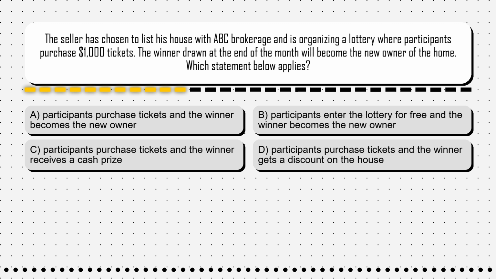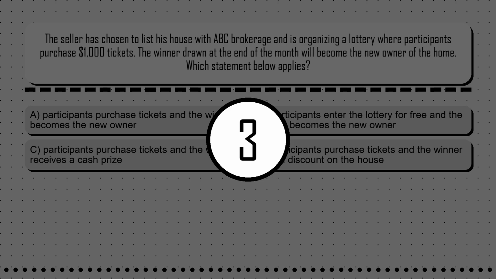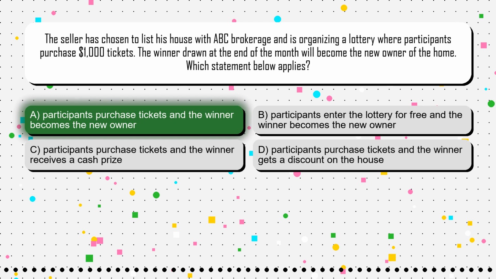Option B, participants enter the lottery for free and the winner becomes the new owner. Option C, participants purchase tickets and the winner receives a cash prize. Option D, participants purchase tickets and the winner gets a discount on the house. The correct answer is option A, participants purchase tickets and the winner becomes the new owner.